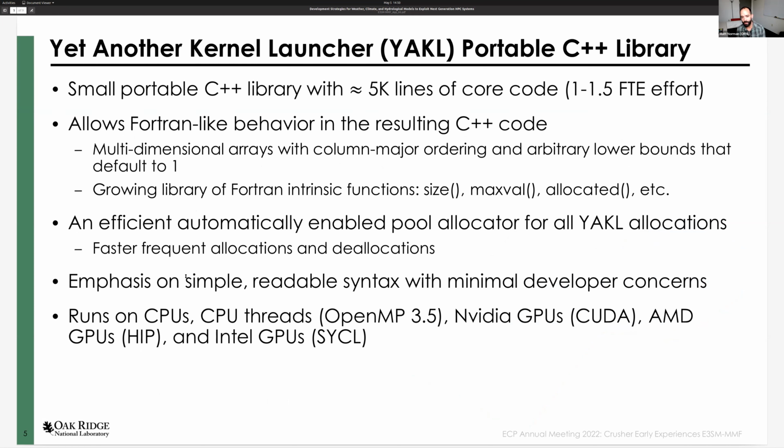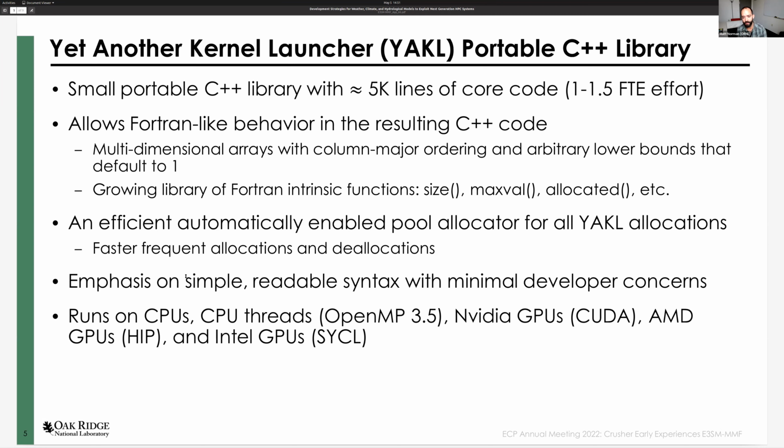It's relatively small. It's about 5,000 lines of code in the core of it, and there's about 2,000 or 3,000 lines of extra code in the extensions. Something unique about YAKL is that it allows Fortran-like behavior in the resulting C++ code. So we can create user-level code where we have multidimensional arrays that carry the metadata with them, just like Fortran. You can index with the leftmost index varying the fastest, i.e. column major ordering. You can also have arbitrary lower bounds that default to 1 instead of 0.